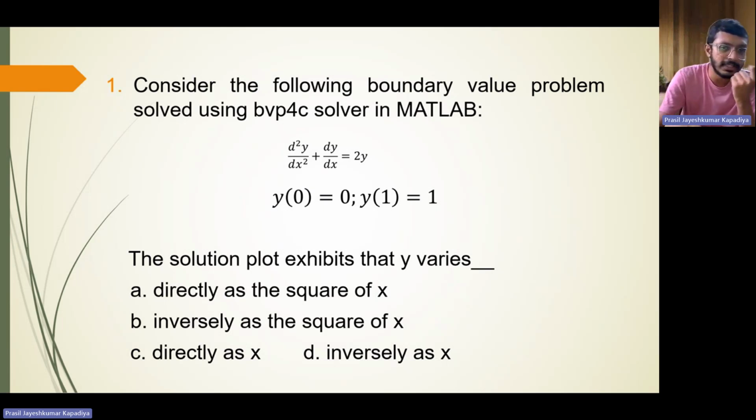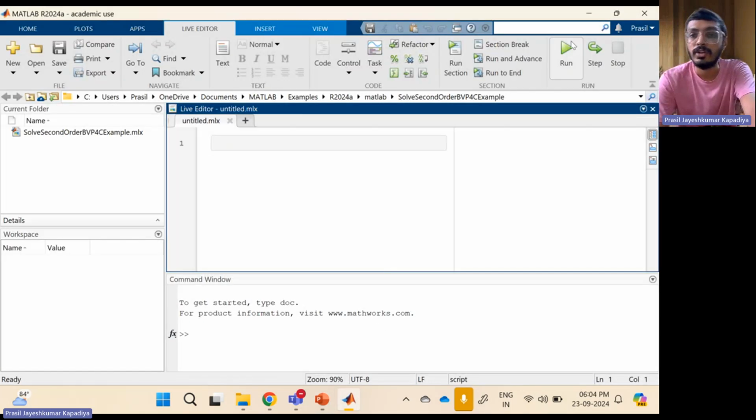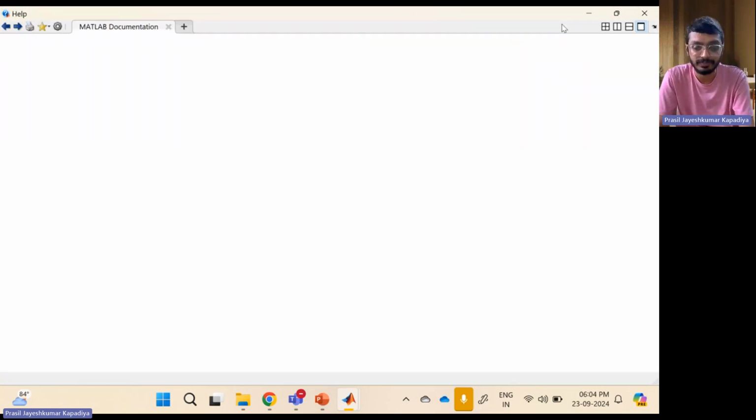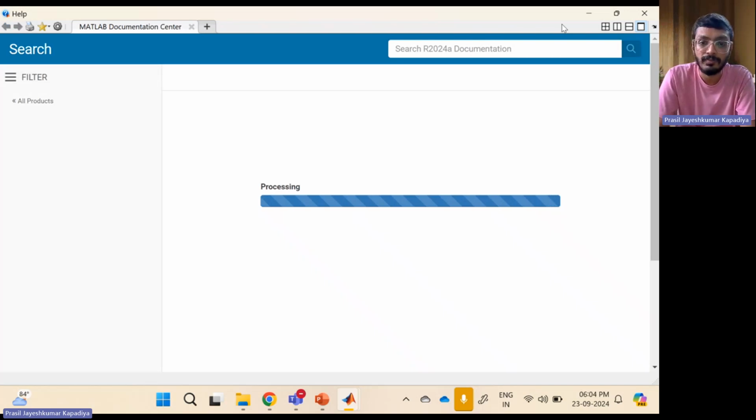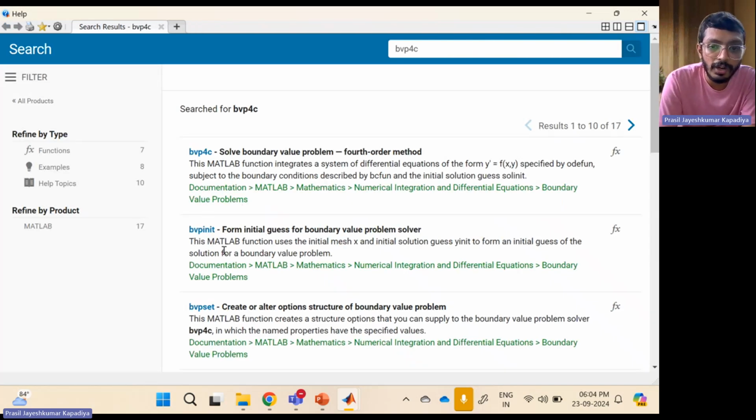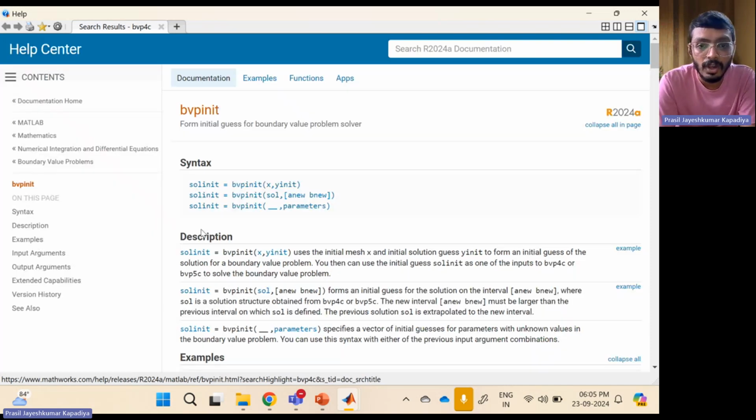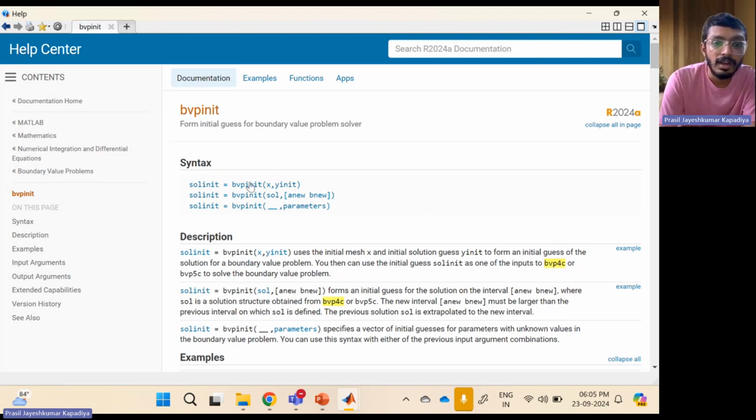Before starting with this problem, let's first have a look at the bvp4c MATLAB inbuilt solver. I will type bvp4c here, and it will open a screen. Let's first try to understand the bvp4c syntax and how we are supposed to use it. We need to learn two things, bvpinit and bvp4c. Let's first start with bvpinit. What is bvpinit? It forms an initial guess for the boundary value problem solver.